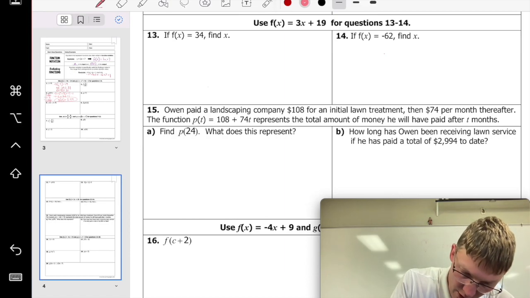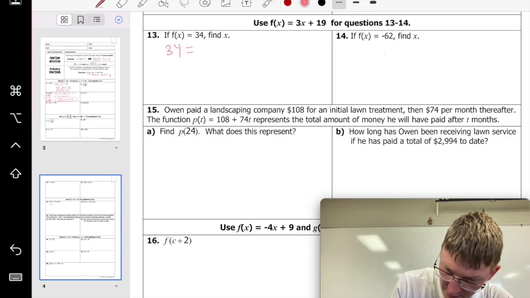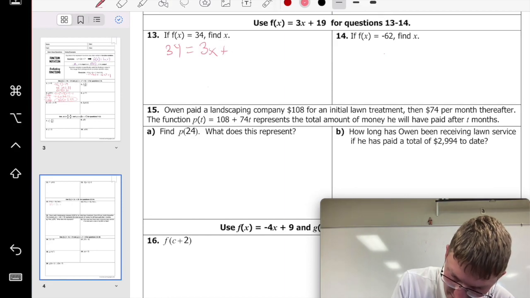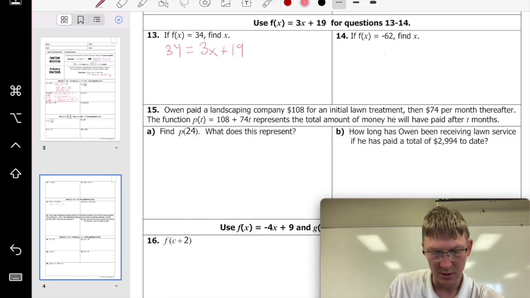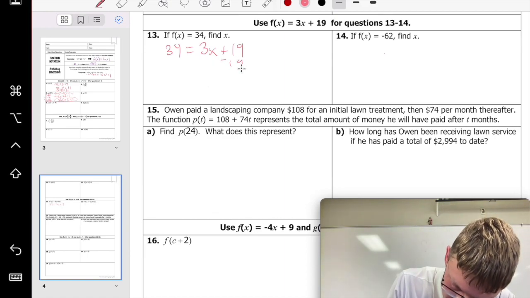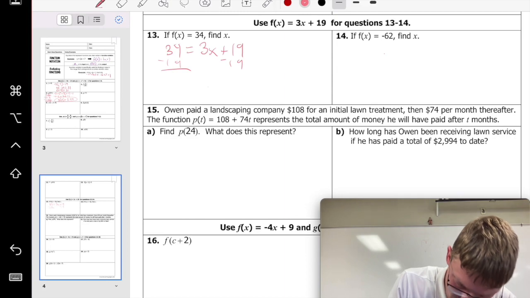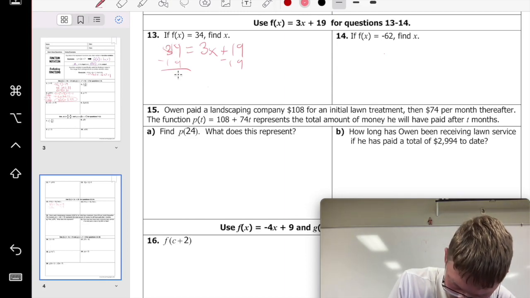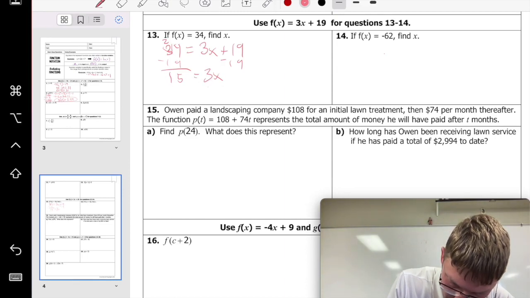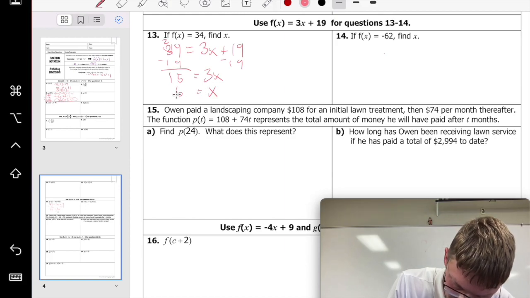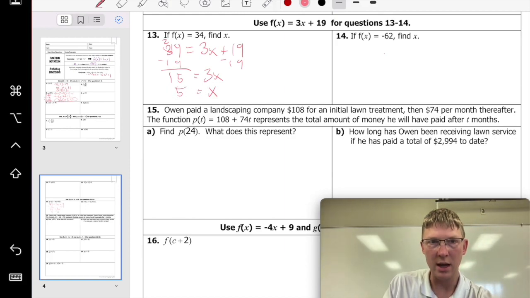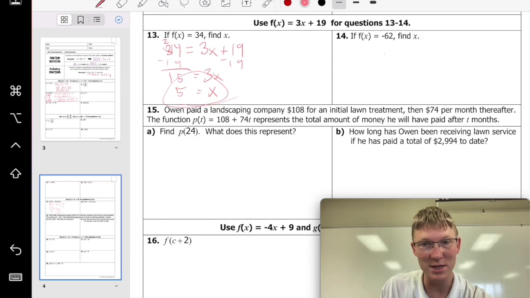So you're going to have 34 equals 3x plus 19. Then you're just going to solve it normally. Subtract 19. Of course, I'm not going to be able to do that in my head. So 15 equals 3x. I divided both sides by 3, and then I got x equals 5. Oh, let's circle it. All right, the rest of it you can try, and we'll go over it in class if we need to. I'll see you then.